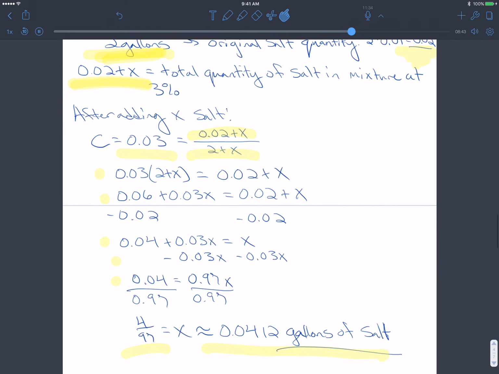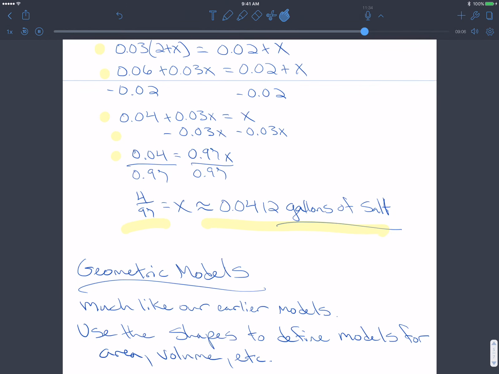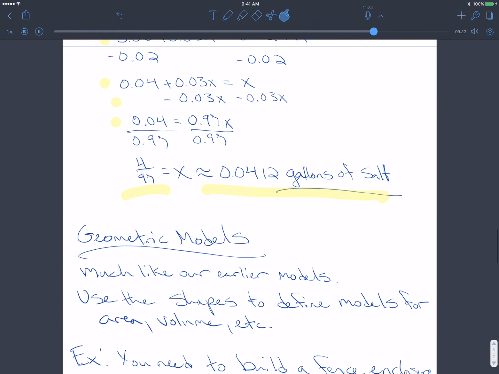Geometric models are probably a little more straightforward because they're a lot like what we already did for some models when we did the rectangles and the 3 sides of a fence and so forth. You're using the shapes of what is being asked for in order to define the model. So for area, volume, etc. I'll give you an example with perimeter.